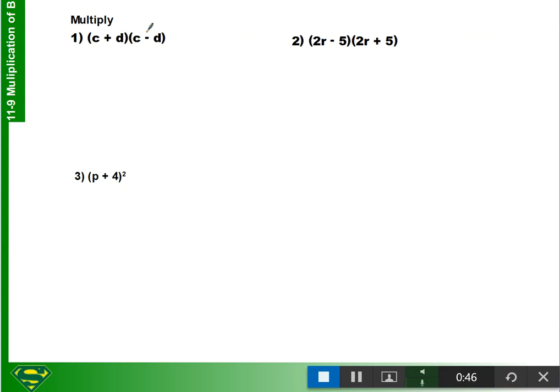So let's go ahead and multiply this together. Now I know there's a rule that makes it go a little bit quicker, but I'm more interested in the why right now. C times c is c squared. C times negative d is negative cd. D times c is positive cd. D times negative d is negative d squared.